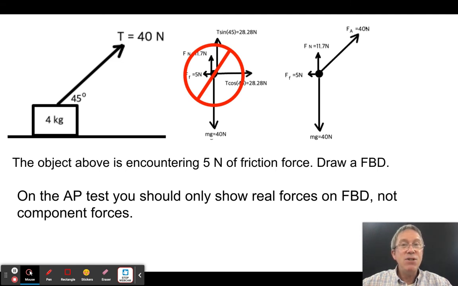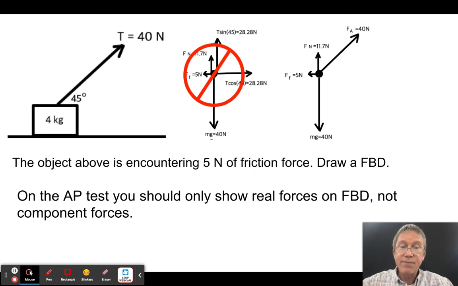Now, what I'd have to do, though, is I would have to go ahead and figure out what is the normal force by taking the sine of 45 and multiplying it by 40, and that gives me 28.28. And then I have to take that away from 40, because if this tension force is lifting up with this much force, how hard is the floor pushing? What's the actual normal force? And there it'd be 11.7. So I put that one here. I had to put the actual normal force.